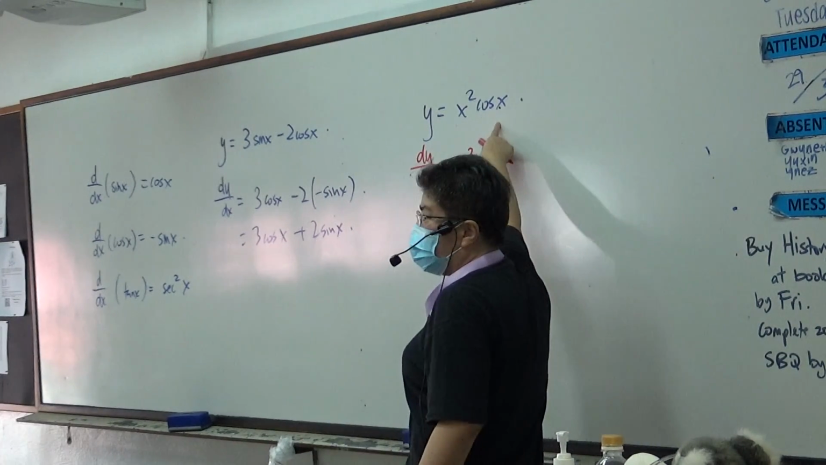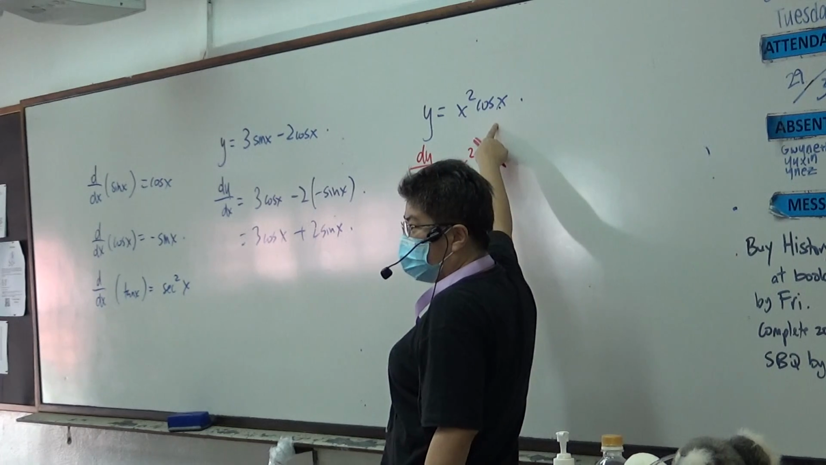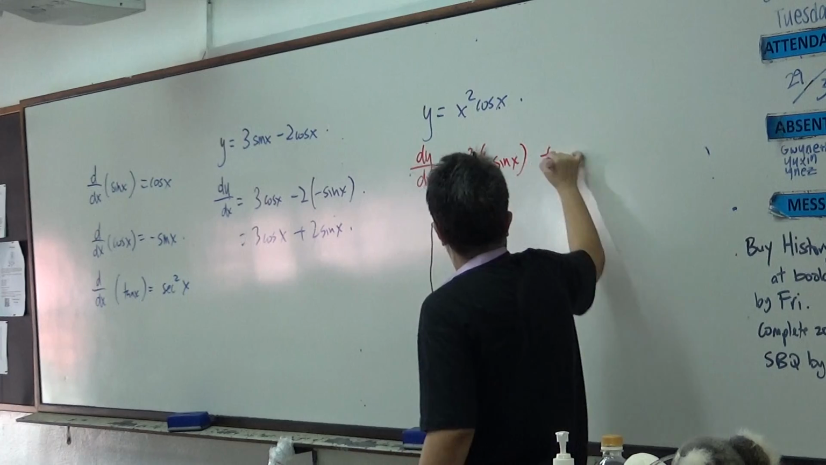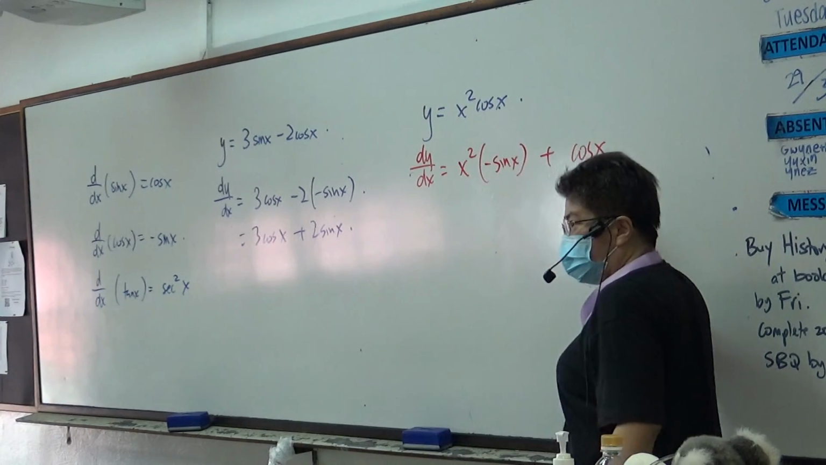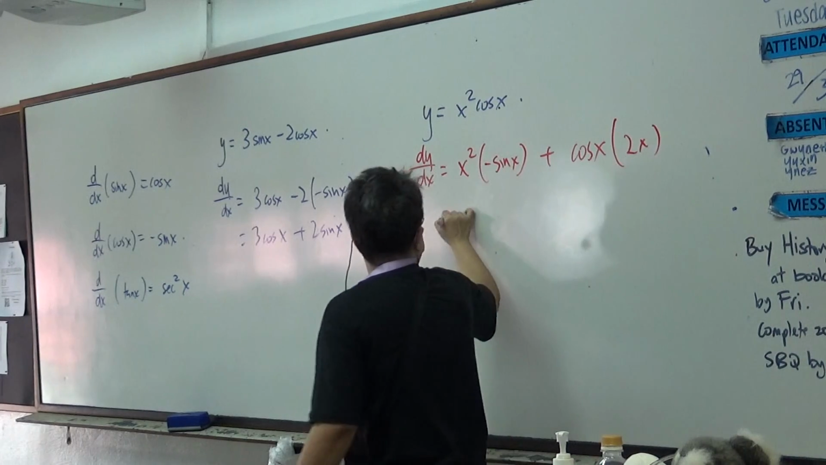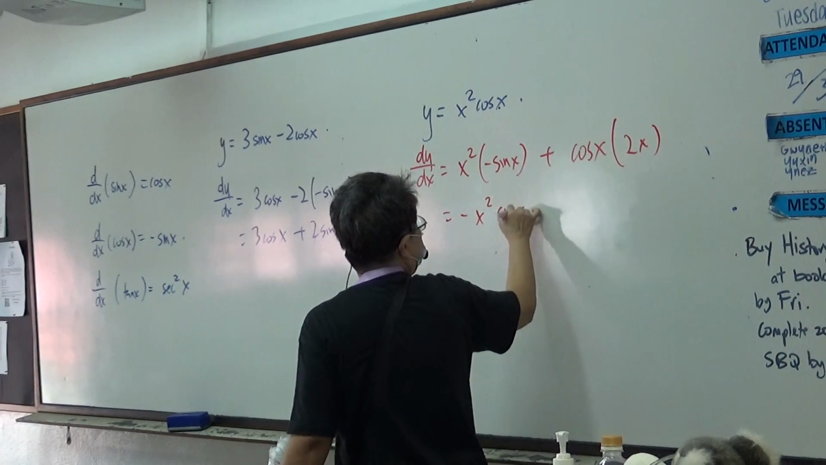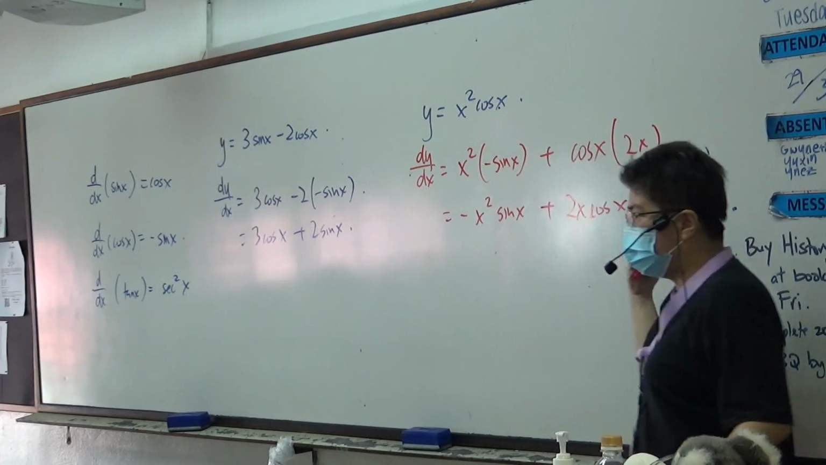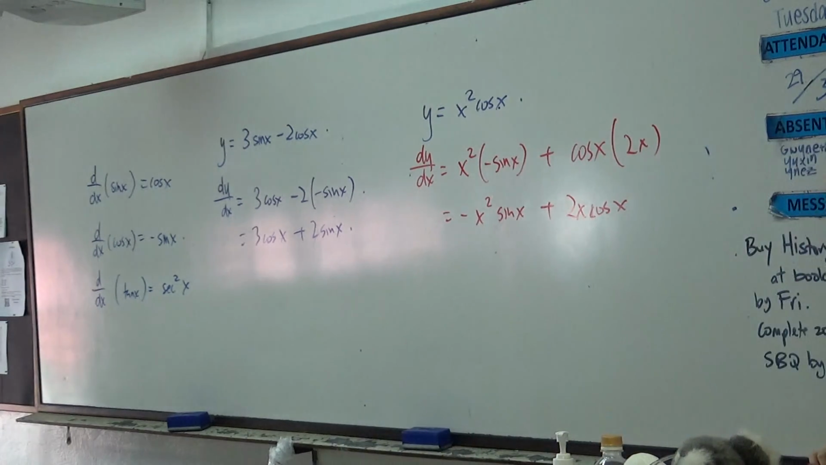Differentiate this, become what? Negative sine x plus, fix this right, then 2x. So you get negative x squared sine x plus 2x cosine x. Usually we put the trigo at the back.